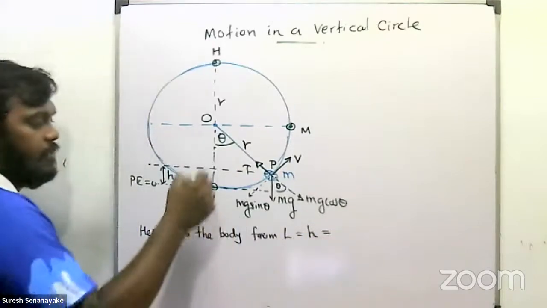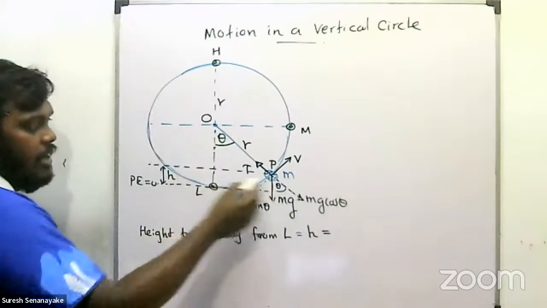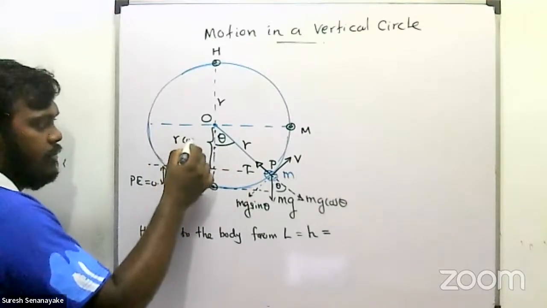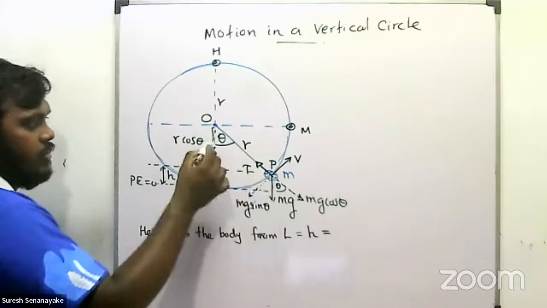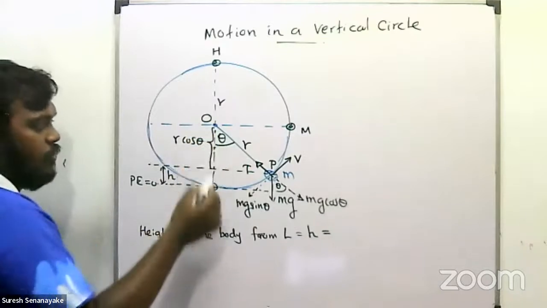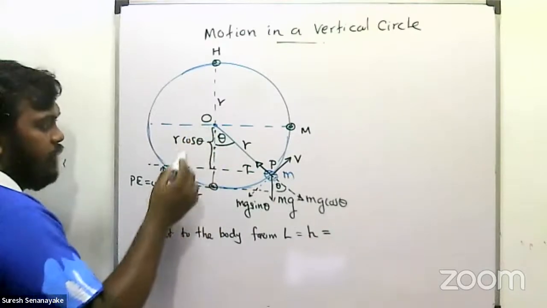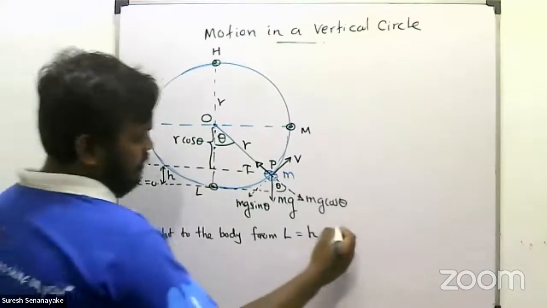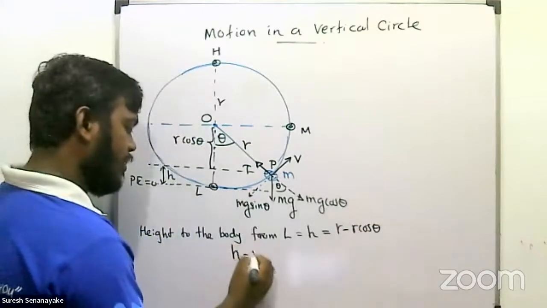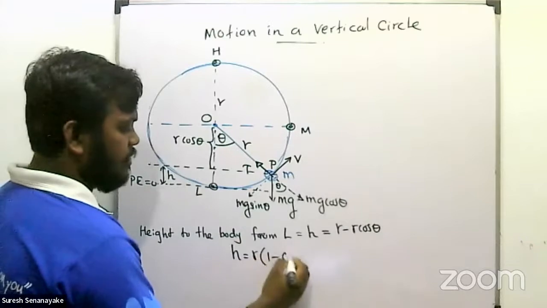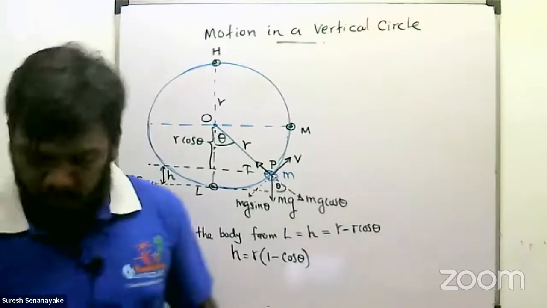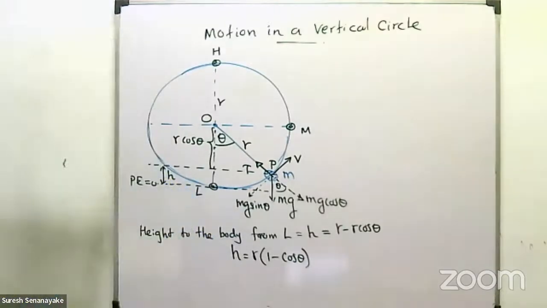How can I write this simple h? From here to here is r, and this distance you can consider as r cos theta. Clear? cos theta equals this length divided by r, so it is r cos theta. And from O to L it is r. So h equals r minus r cos theta, that is h equals r times (1 minus cos theta). Let's mark all this and write it down. Let me know when you finish writing. Raise your hand after you finish writing, right?